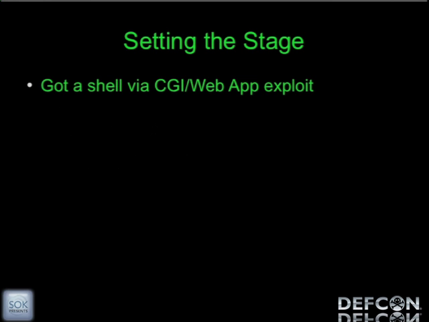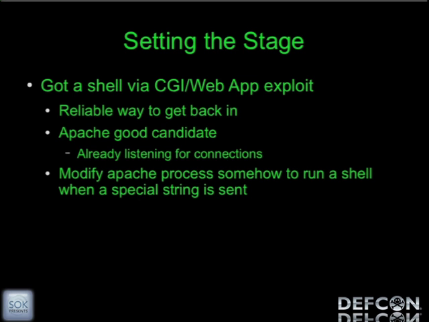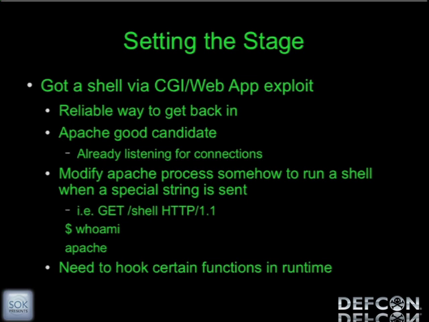To set the stage, I've got a shell via a CGI web application exploit, and I need a reliable way to get back in. Apache is a really good candidate to target because it's already listening for connections. It's already got its front door open saying, come right on in. My end goal is to modify the Apache process somehow to run a shell when a special string is sent. So when I send it GET /shell HTTP/1.1, it's going to drop me into a shell. If I run the whoami command, it's going to say Apache. In order to accomplish that end goal, I need to hook certain functions at runtime. There are some current techniques to getting your shellcode stored and run.